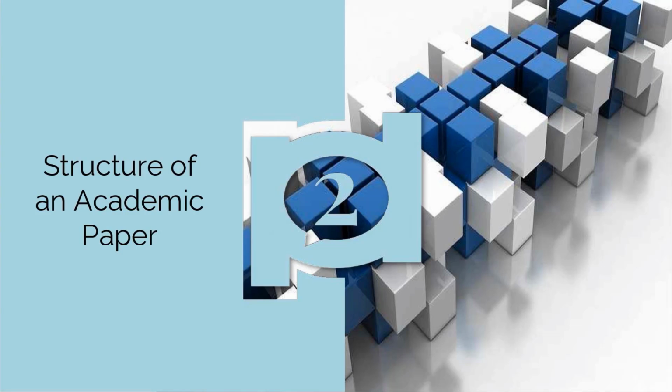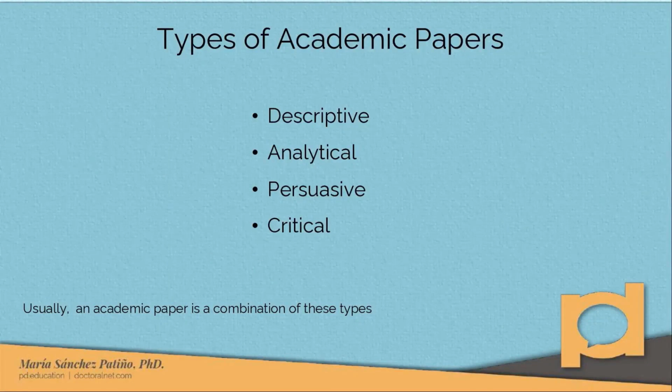In order to write, evaluate, and review an academic paper, you need to know what its structure is. The first thing you need to define clearly is the types of papers that are under the umbrella term academic paper. Broadly speaking, there are 4 kinds of them: descriptive, analytical, persuasive, and critical. However, that categorization is not as straightforward as it may seem at first sight.